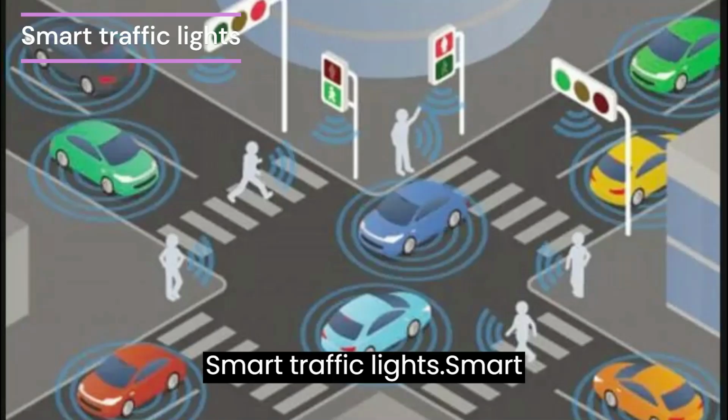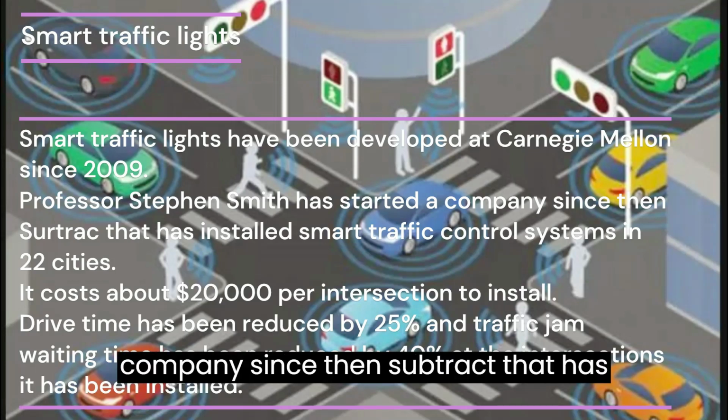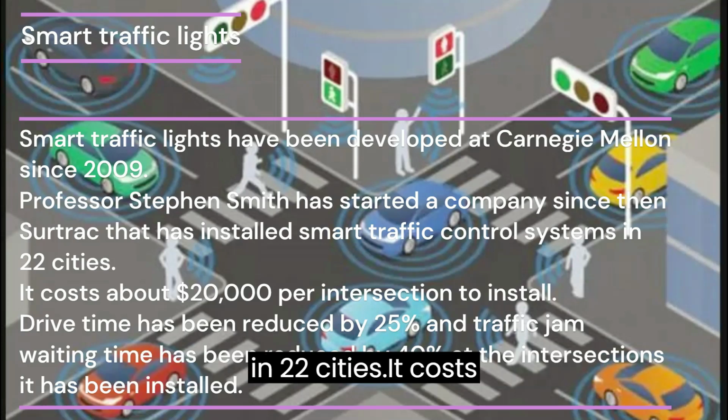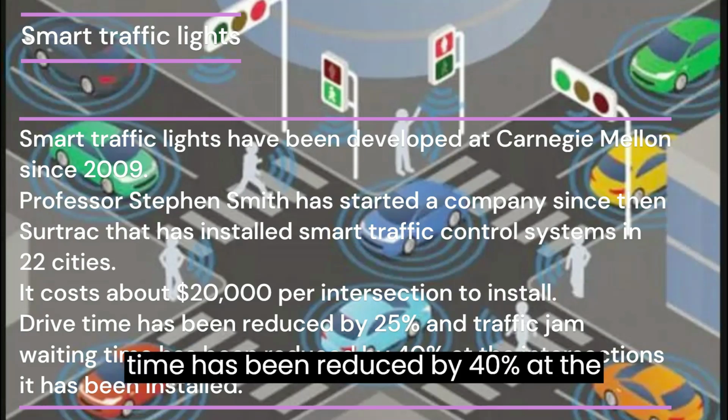Smart traffic lights. Smart traffic lights have been developed at Carnegie Mellon since 2009. Professor Stephen Smith has started a company since then, Surtrac, that has installed smart traffic control systems in 22 cities. It costs about $20,000 per intersection to install. Drive time has been reduced by 25% and traffic jam waiting time has been reduced by 40% at the intersections it has been installed.